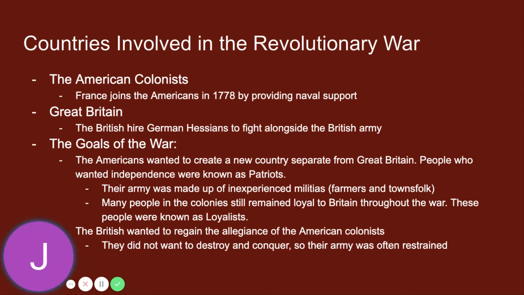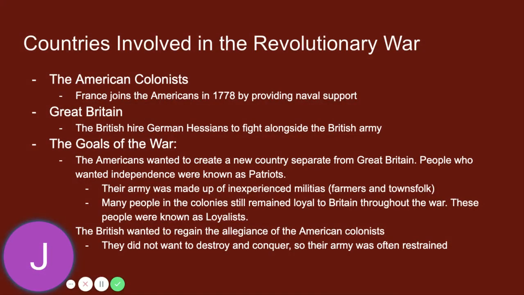Countries that were involved in the Revolutionary War: the American colonists, of course, and France joins the Americans in 1778 by providing naval support, like we mentioned. And Great Britain also hired German Hessians to fight alongside the British Army. German Hessians are essentially German soldiers, mercenaries, that could be more manpower alongside the British Army.